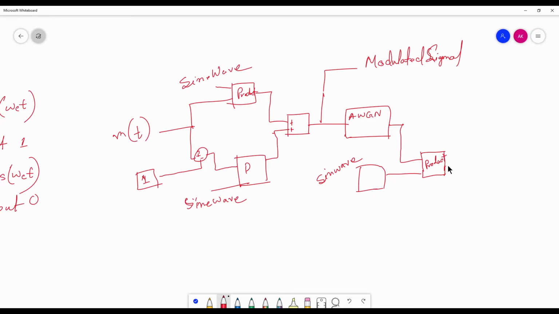After that, we need a low pass filter. Again we have to design a low pass filter. After that, same as FSK, we need to compare with 0. If it is greater than 0, we get 1, and if it is less than 0, we get 0. So this is actually our demodulated data.